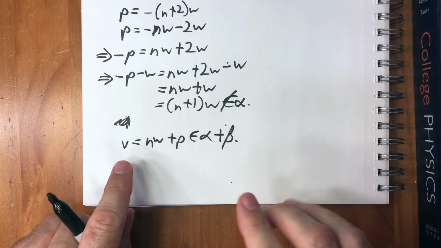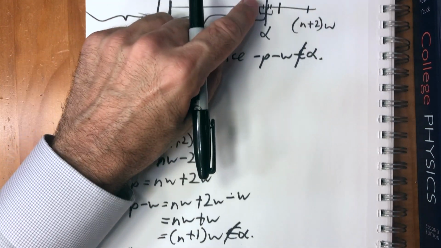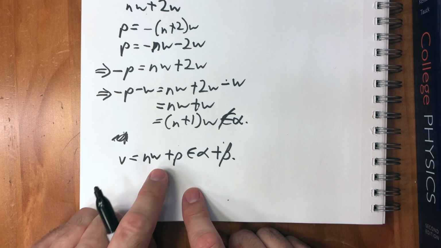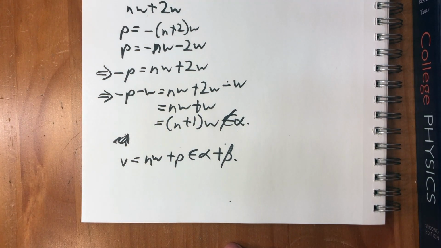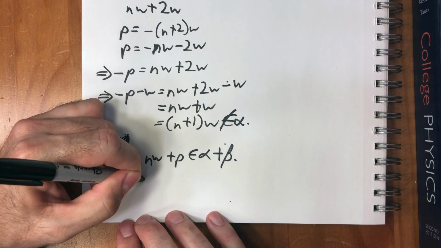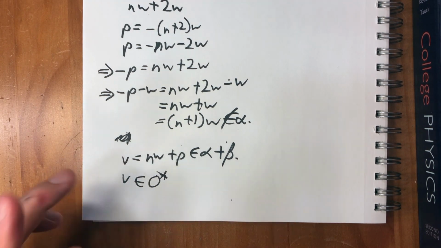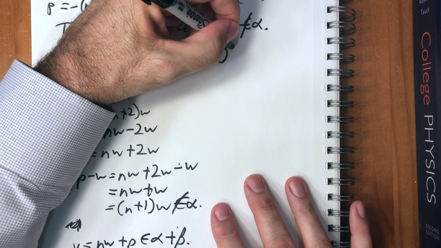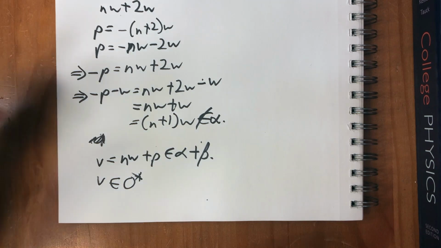Now, where did we get this one? This is because we know that P is in beta. We know that NW is in alpha. That's what we started with. So we have that NW plus P is an element of alpha plus beta. Why is V equal to NW plus P? First of all, remember what we're working on here. We started with V being an element of 0, which means that V is negative. And we're showing the second inclusion, that 0 is a subset of alpha plus beta. So we're starting with an element of 0 and showing that it's in alpha plus beta.